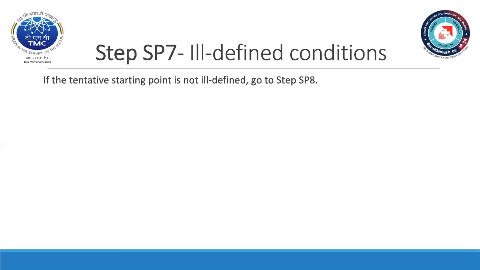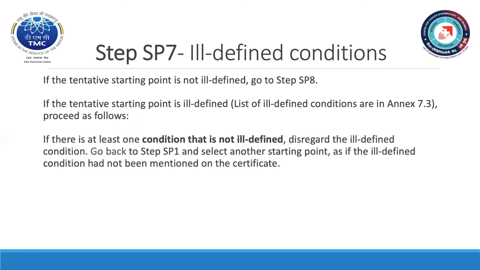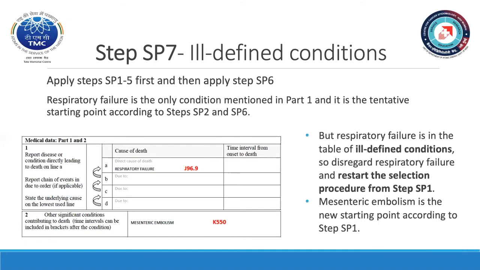If the tentative starting point is not ill-defined, go to step SP8. If the tentative starting point is ill-defined, the list of ill-defined conditions is in Annex 7.3, then proceed as follows. If there is at least one condition that is not ill-defined, disregard the ill-defined condition, go back to step SP1 and select another starting point, as if the ill-defined condition had not been mentioned on the certificate. In this case, apply steps SP1 to 5 first, then apply step SP6.